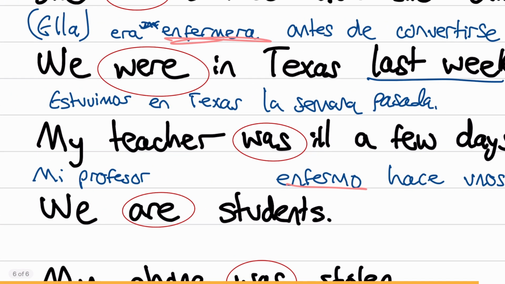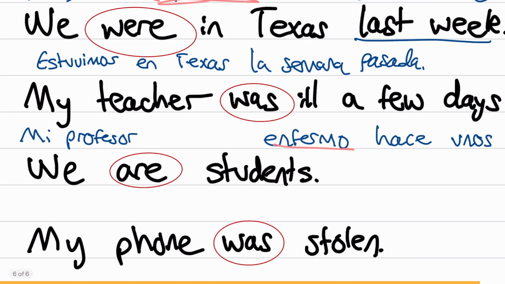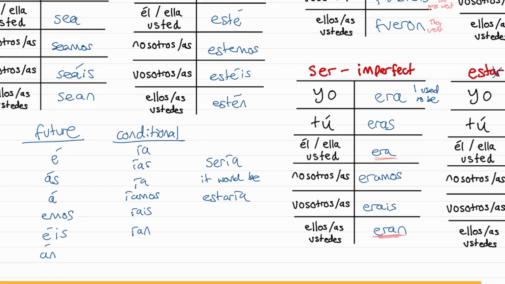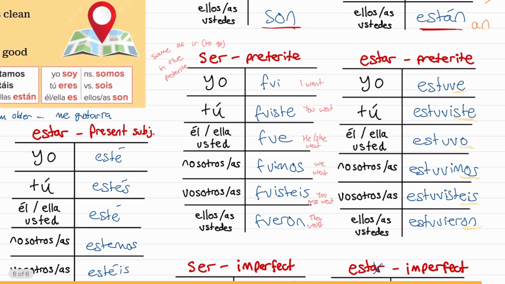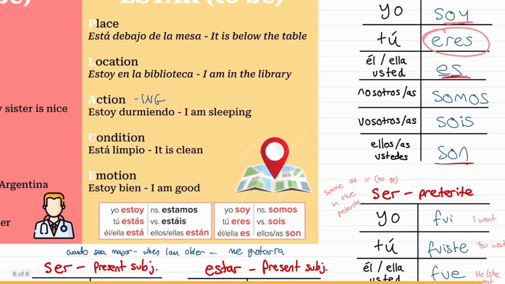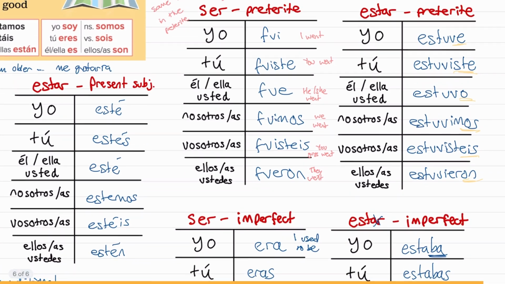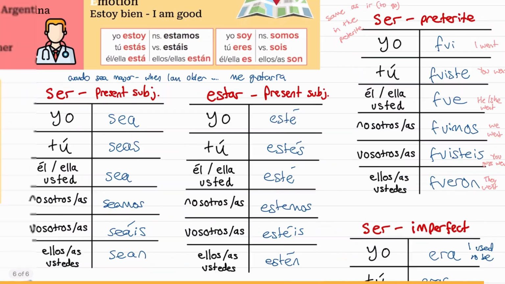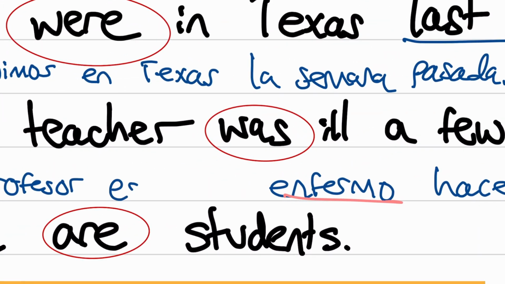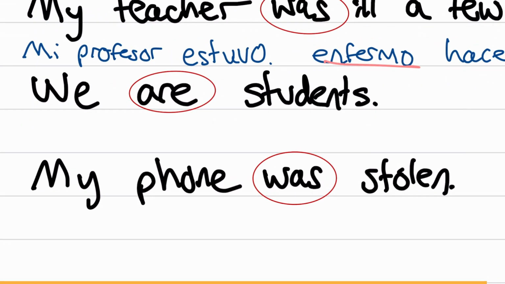Okay? So, how are we going to say was? My teacher was ill. What tense is this, first of all? The preterite tense. Right? So, ser or estar? Estar, because it's the condition of someone, like how are you feeling, emotion, whatever, is ill. Estuvo. He, she, estuvo, vale? UVO, okay.